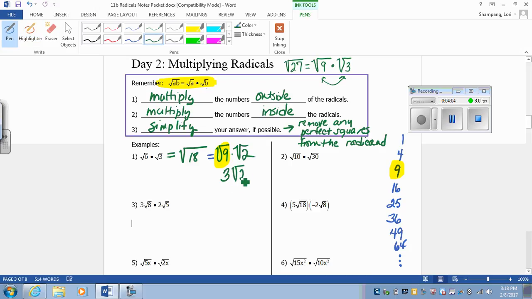I can't just forget about him. He stays in the expression. He is going to be multiplied by 3. So that's my final answer, because the square root of 2 is already in simplified or lowest terms.